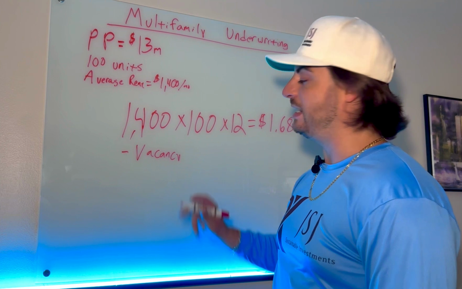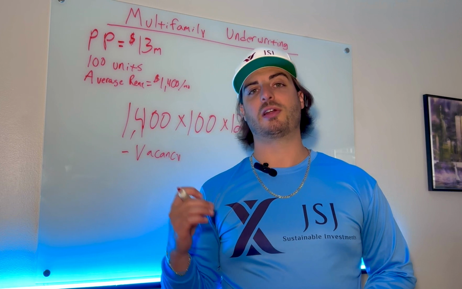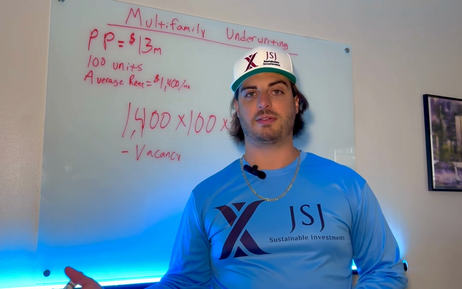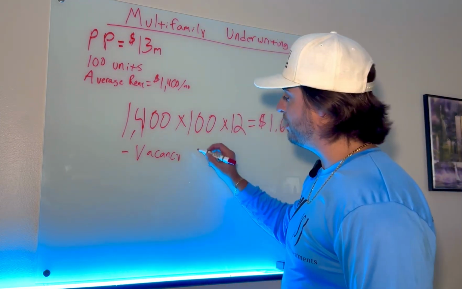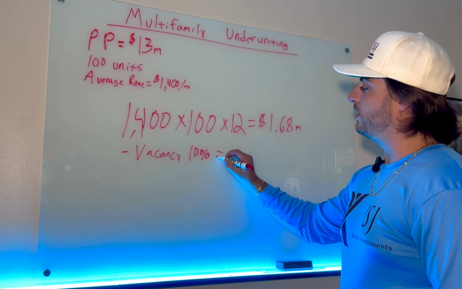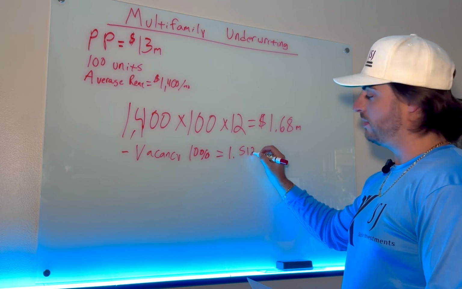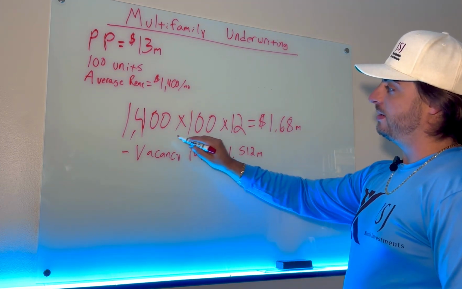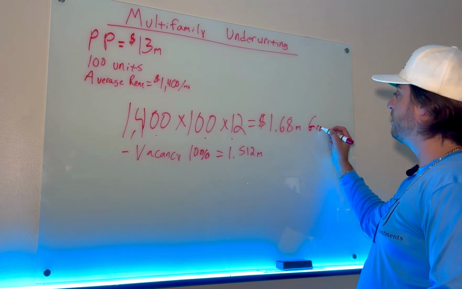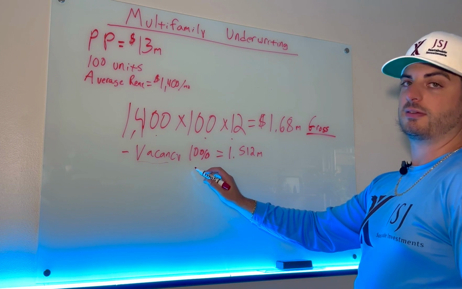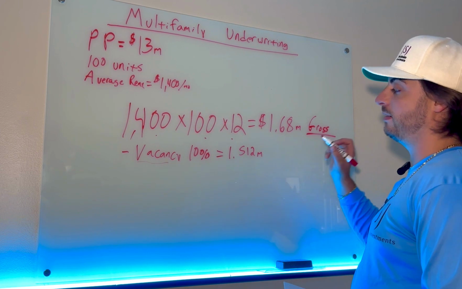Now, out of that, in order to get the net operating income, we have to take out what's called vacancy. Even if your property is 100% occupied, the bank, when they go to give you a loan, is going to underwrite the deal at a certain vacancy, between 5-10%, even higher depending on what asset class it is. But let's do 10% vacancy, just to be conservative. So if we subtract 10% from 1.68 million, we get 1.512 million. This is 1,400 times 100 times 12 to get 1.68 million. This is your gross income. You're going to remove the vacancy of 10%, so you can multiply 1.68 by .9 to get this number.